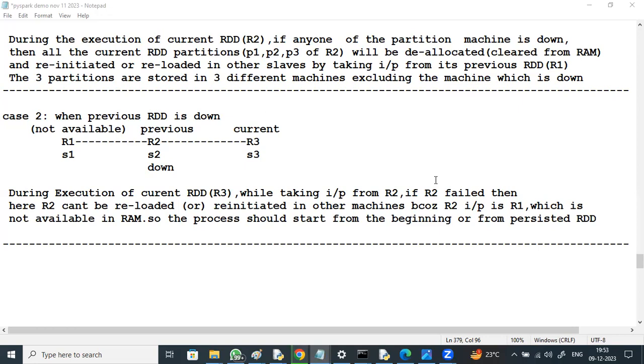Execution is not stopped here. One way it is bad because while R3 is taking input from R2, R1 and R2 are computed, but when R3 is computing, R2 failed. R1 and R2 already got processed, and again we are reprocessing R1 and R2. That is one way it is bad.